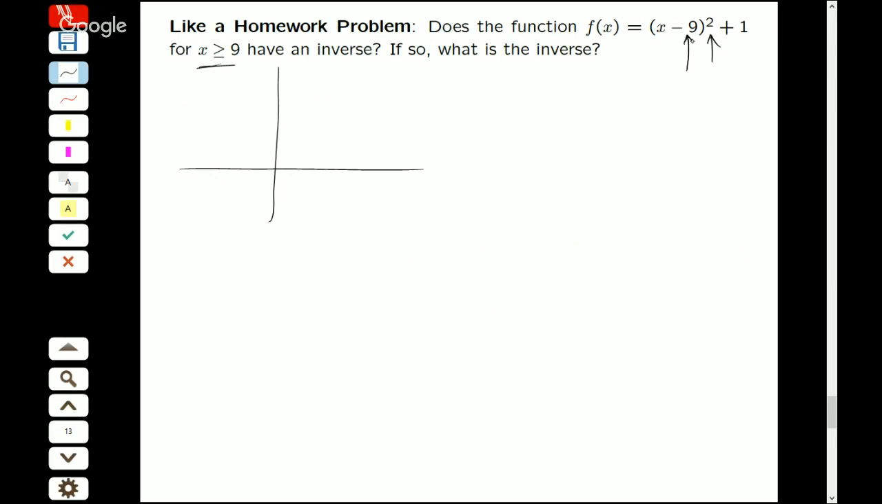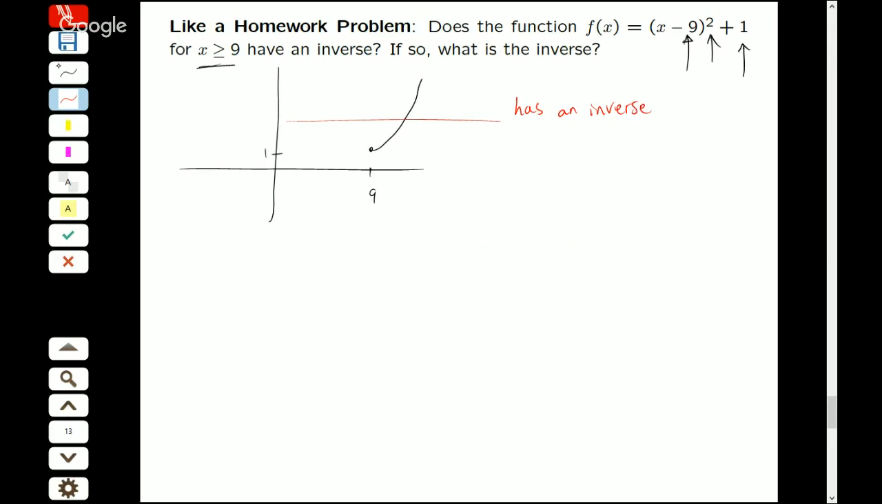Tell me about this minus 9 inside here. From yesterday, what is that doing to your function? Shifts right 9. So if this was 9 right here, it'd be shifted right 9. And what does that plus 1 do? 1 up. So it goes right here, and it's the right side of it. We have the graph sketched. Does it have an inverse? Has an inverse.